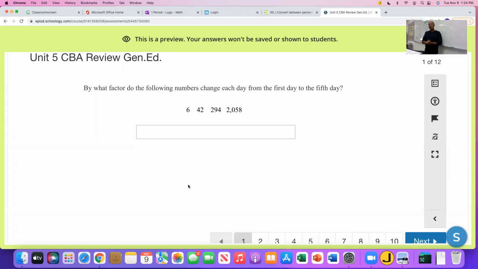Also, I'm going to try to stick to ways that we covered in class, ways that you would probably be able to figure out on your own if you were paying attention or if you were looking at your notes. So here we are beginning with number one.